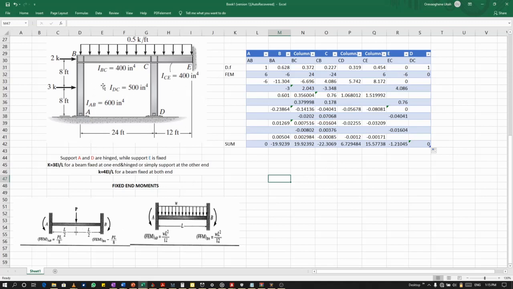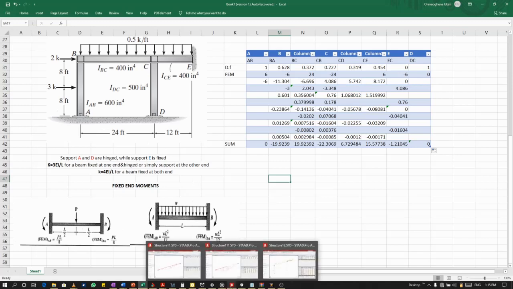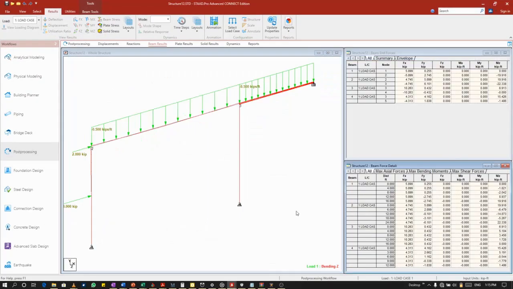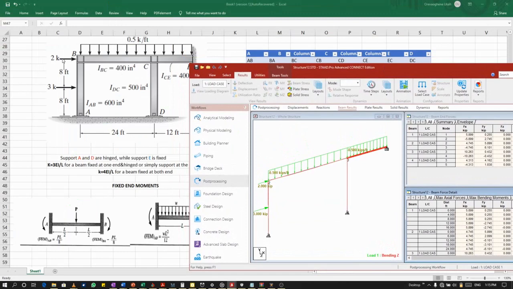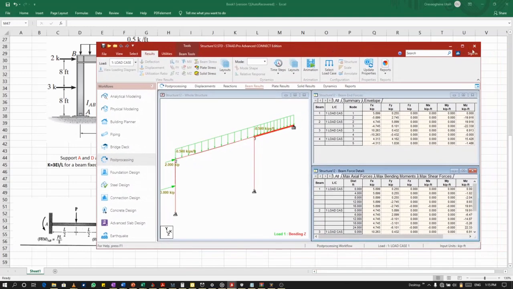Just to ensure that what we did is correct, I've already analyzed this structure using STAAD.Pro Connect Edition. I'll show you that shortly. So this is what we have. This is exactly what we have: 2 kilopounds, 3 kilopounds, then 0.5 kilopounds. So exactly the same thing.